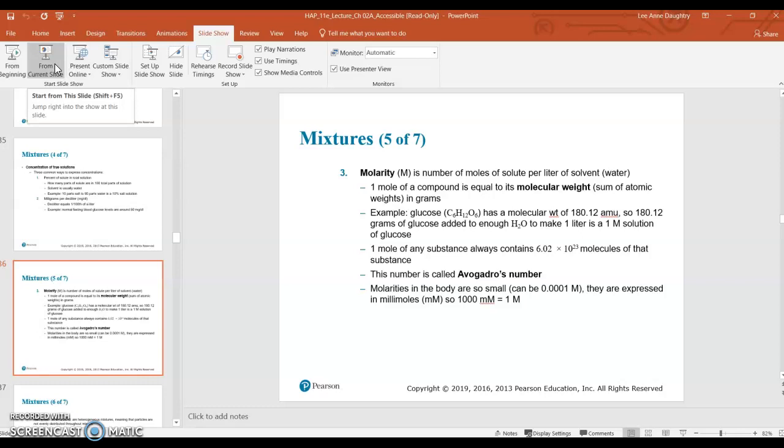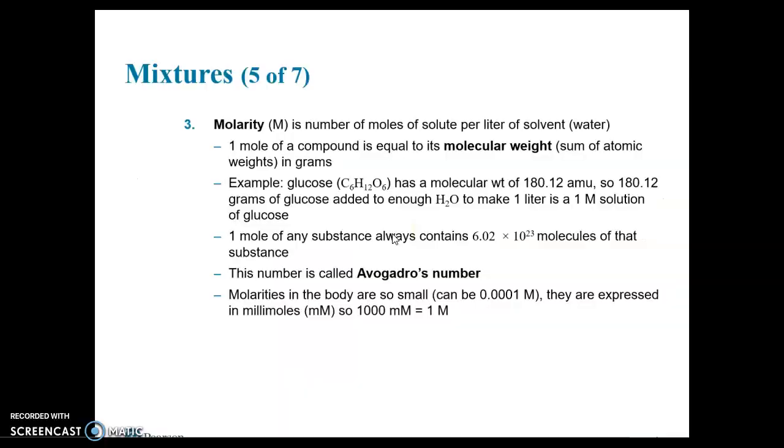Another way to represent the concentration of a mixture is molarity, and you'll see this in chemistry a lot. It represents the number of moles of solute per liter of solvent. But to understand that, you have to understand what the number of moles means. So 1 mole of a compound is equal to its molecular weight in grams.